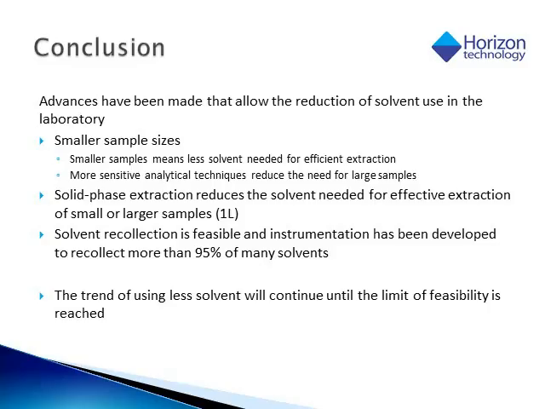In conclusion, advances have been made that allow the reduction of solvent use in the laboratory. For smaller sample sizes, this means less solvent needed for efficient extraction, and more sensitive analytical techniques reduce the need for larger samples. With solid phase extraction, this reduces solvent needs for effective extraction of small and large samples up to 1 liter. Solvent recollection is feasible, and instrumentation has been developed to recollect more than 95% of many solvents. The trend of using less solvent will continue until the limit of feasibility is reached.